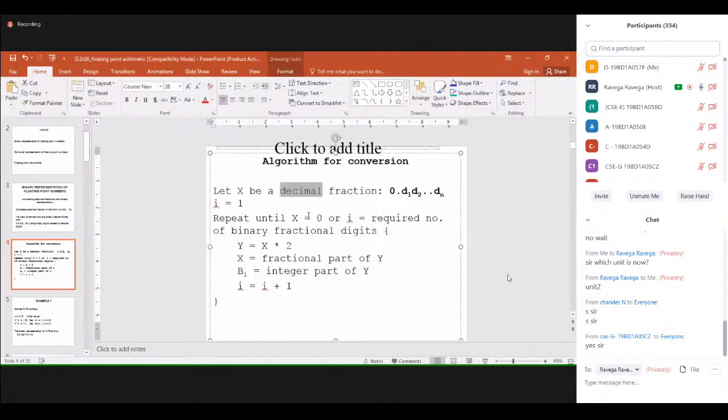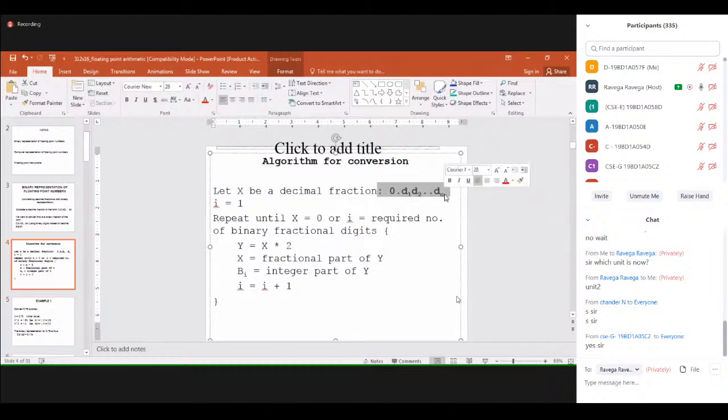Yes. So see the algorithm for conversion. So here you can see the decimal fraction we are taking. We are considering it as x. So let x be a decimal fraction. So this is x, right?